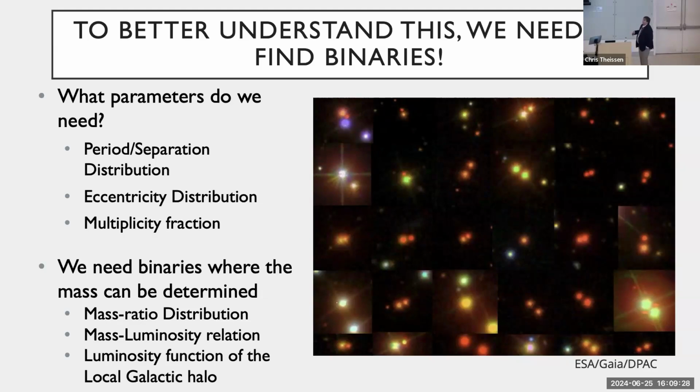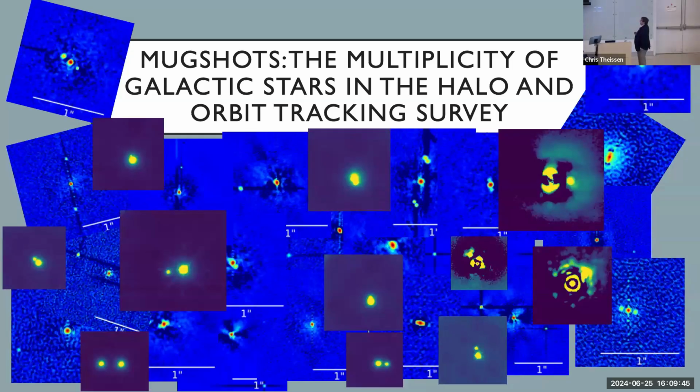And so to do this, we need to find the binaries. And Gaia was huge in this. This is a picture of visual binaries that Gaia found, these wide binaries with separations larger than an arcsecond. But in order to get the full picture, we need to go and search closer.